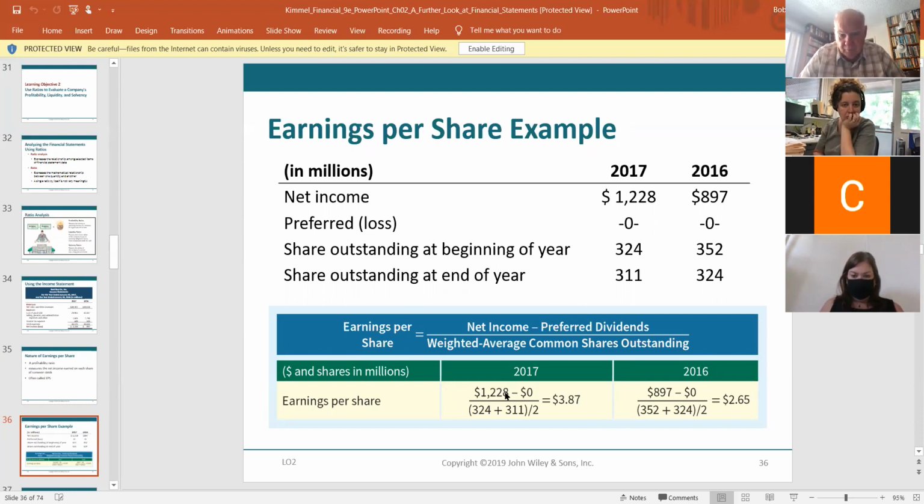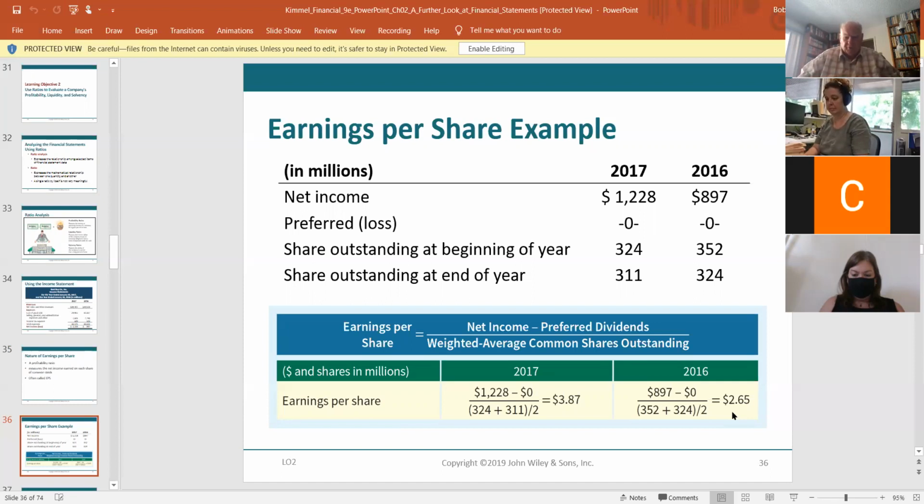So the earnings per share, $12.28 divided by the average of the 324 and the 311 is $3.87 per share. This company generated $3.87 per share in 2017. Take a look at 2016. The number was much lower. The income was pretty much the same. Well, the income was significantly lower, and the amount of shares outstanding were a little bit higher. They only came up with 265.